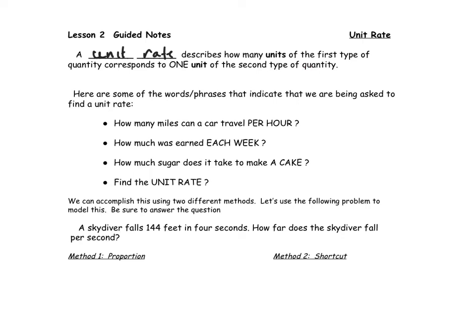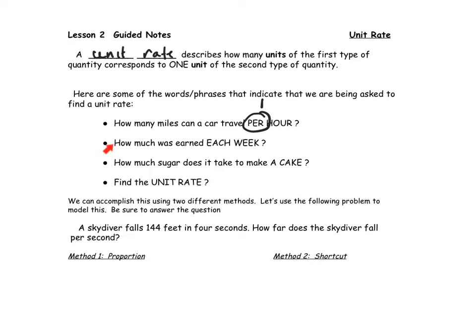So let's look at some examples. Here are some words and phrases that are going to indicate that we're being asked to find a unit rate. This one talks about how many miles. That's the first quantity. A car can travel per hour. And I want you to highlight or circle per or write that word per down. That is a good indication that we're asking about 1 hour.